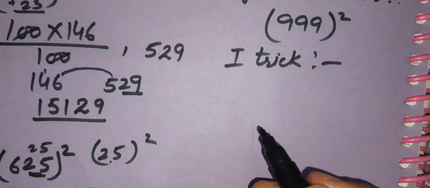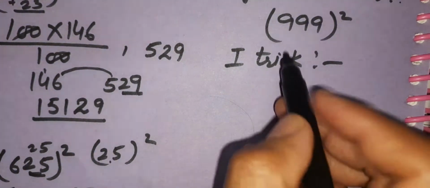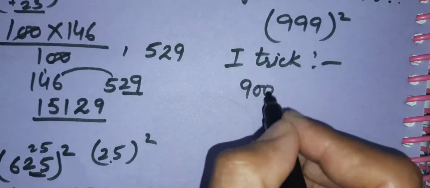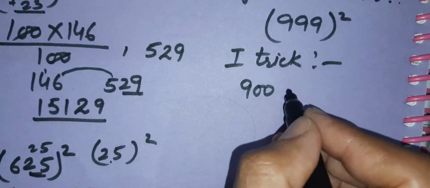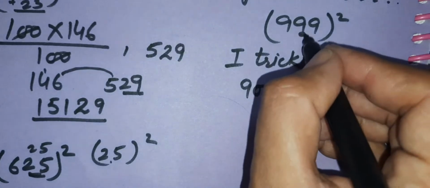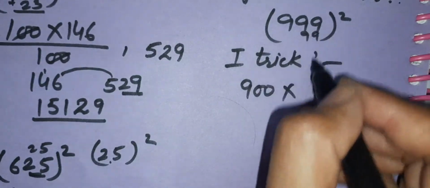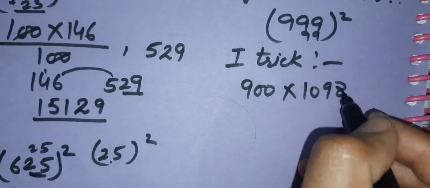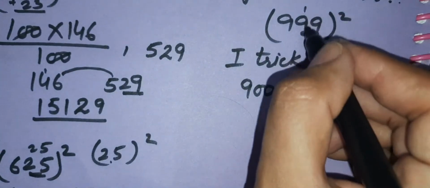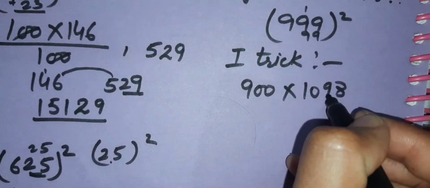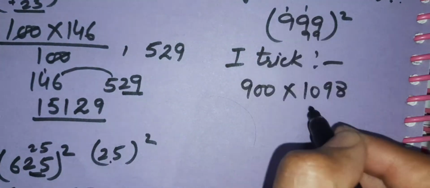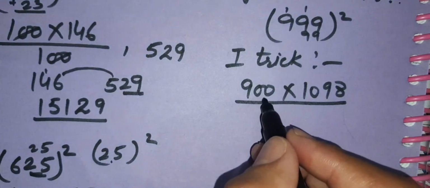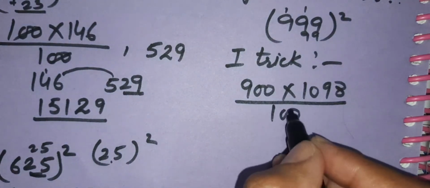In the first trick, we will do as we have done previously. 999 is near about 900. We'll write the 20 with 9. And what's the difference? The difference is only 99. So add 99 to 999. We get 1098. 9 plus 9, 18. 1 carry here. 9, 9, 18 plus 1, 19. So 1 carry here. 9 plus 1, 10. And divide this multiplication by, as we are using the 20, so we will divide it by 100.